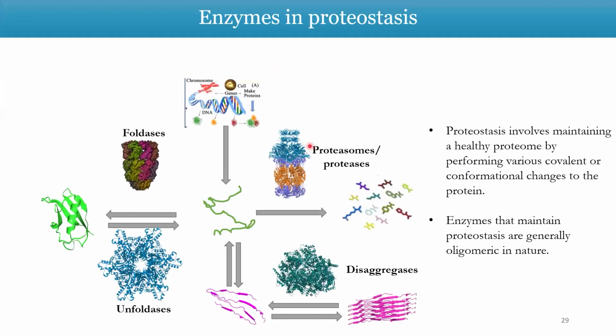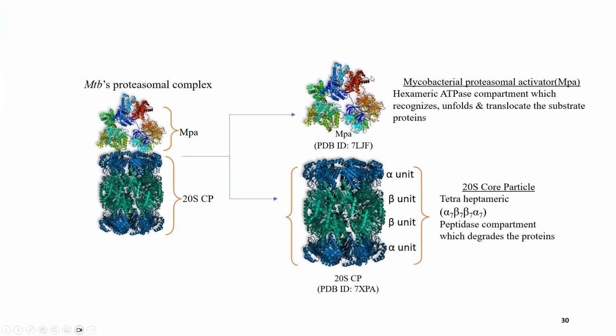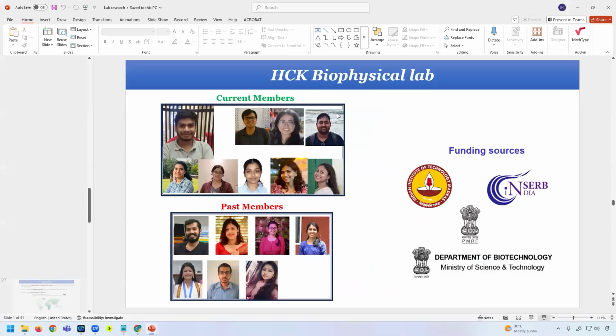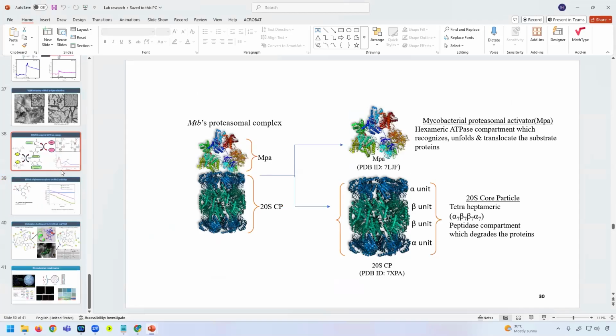Okay, so here are some of the enzymes that are being used these days, such as proteasomes. Don't worry about this particular slide. Basically, there are enzymes called foldases, proteases, proteasomes, and unfoldases that we are targeting to understand this. I will not talk much about this. You can ask me at a later stage if you are interested.